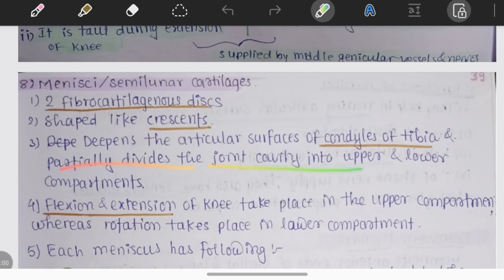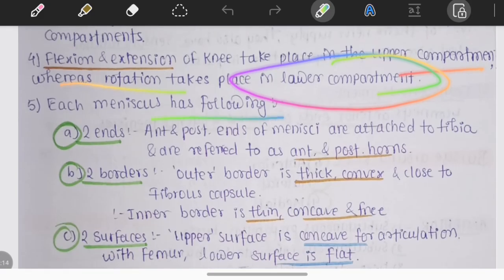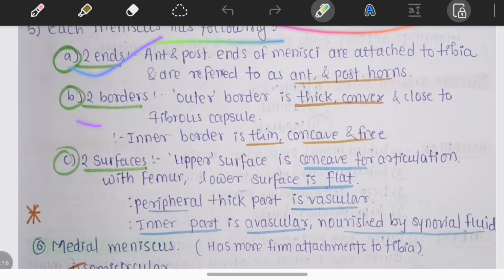They partially divide the joint cavity into upper and lower compartments. Flexion and extension of the knee take place in the upper compartment, whereas rotation takes place in the lower compartment. Each meniscus has the following: two ends, two borders and two surfaces. Let's see the two ends: the anterior and posterior ends of the menisci are attached to the tibia and are referred to as anterior and posterior horns.